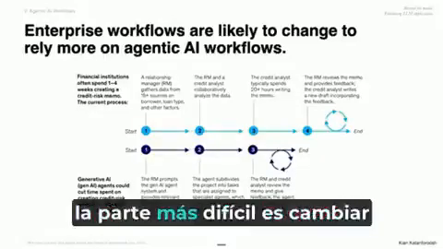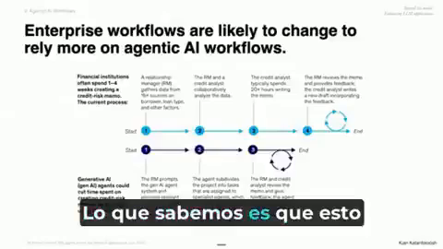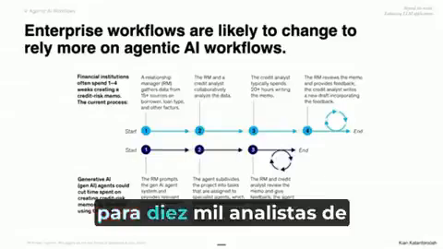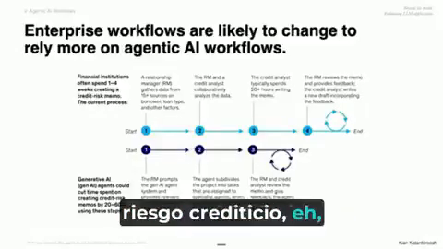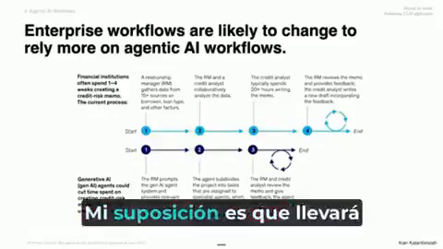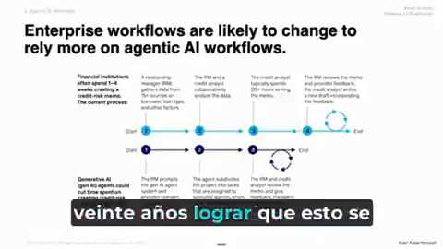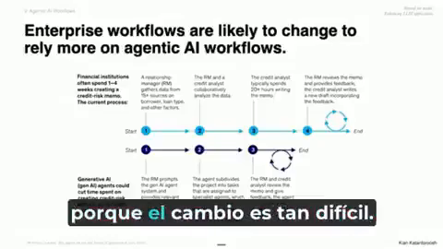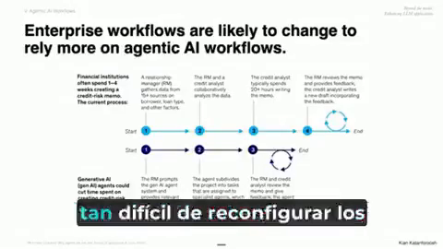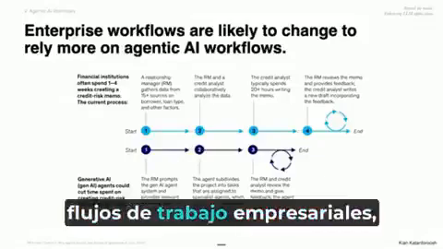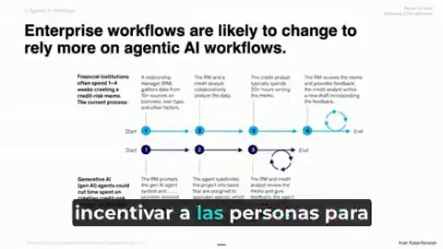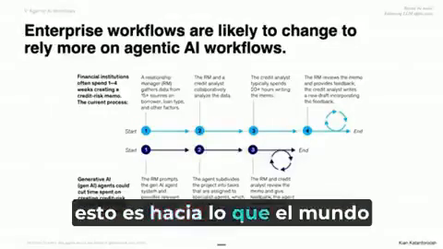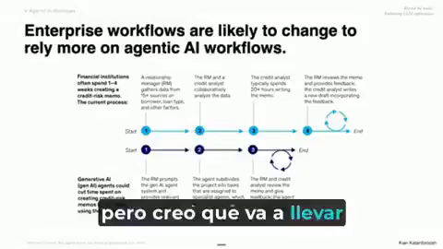Even if that happens, the hardest part is changing people. This is great in theory, but now let's try to fit that second workflow for 10,000 credit risk analysts and relationship managers. My guess is it will take years. It will take 10, 20 years to get to this being actually done at scale within an organization, because change is so hard. It's so hard to rewire business workflows and job descriptions, incentivize people to do different things, and train them. So this is what the world is going towards, but I think it's going to take a long time.